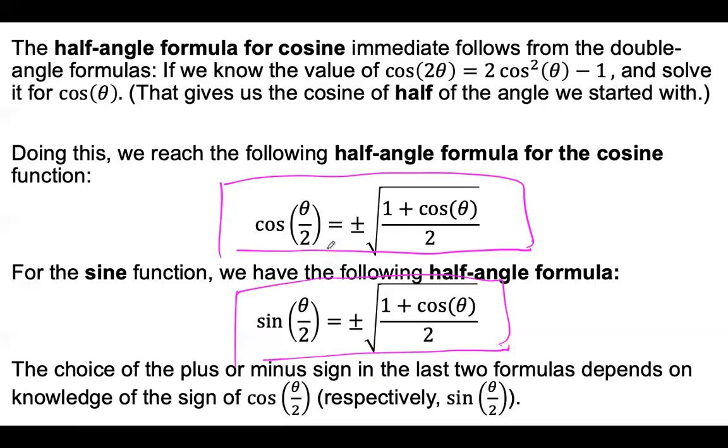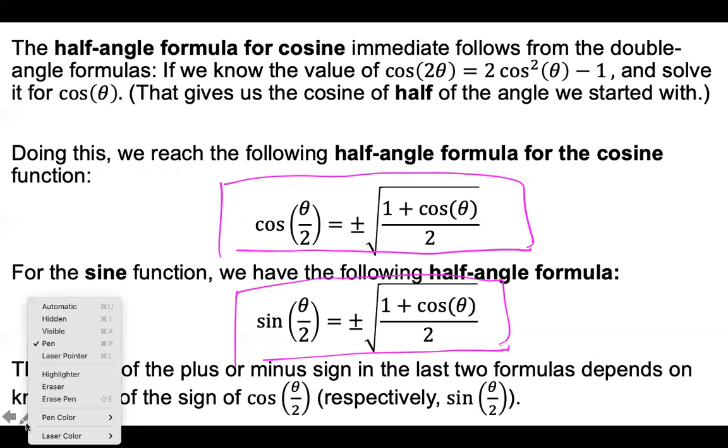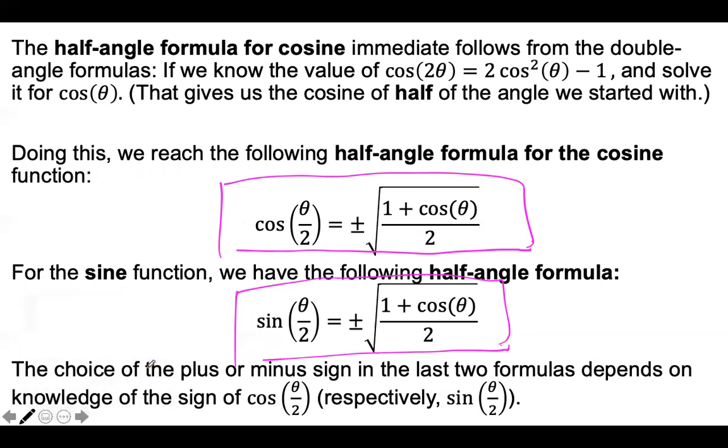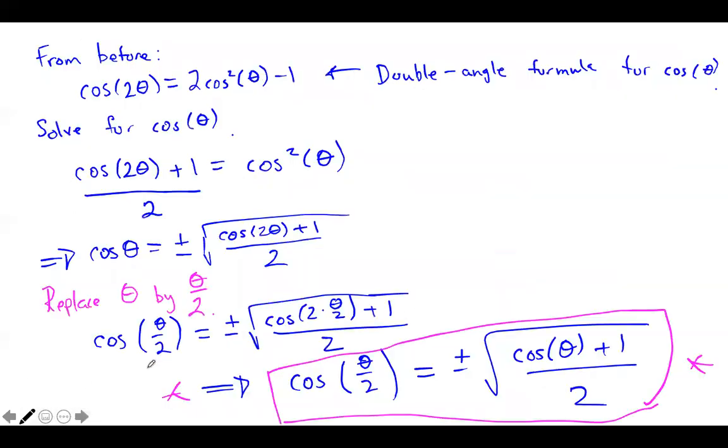So how do you know? Remember on the unit circle, if it's positive, we take the positive one. If it's negative, we take the negative one. So we try on that unit circle to figure out if it's positive or negative. So we can show these steps.